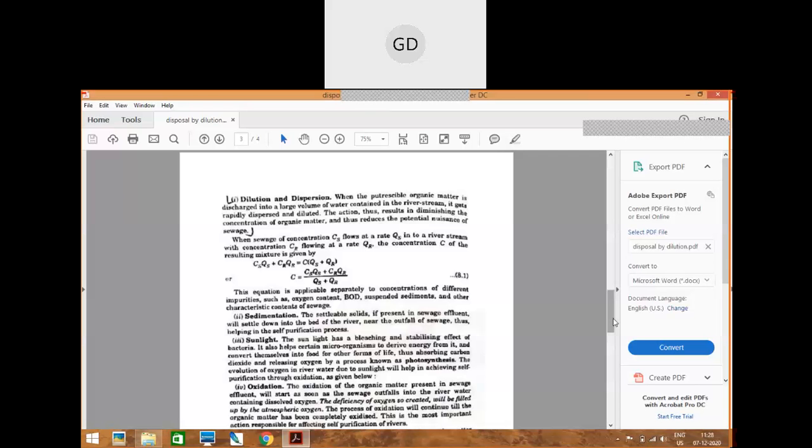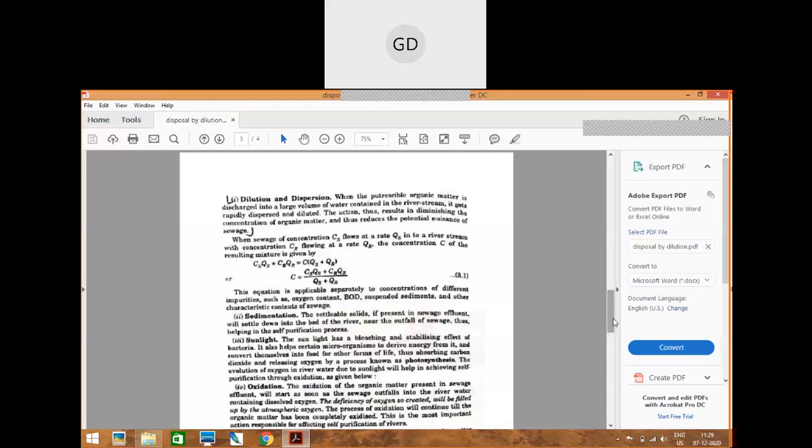It also helps certain microorganisms to derive energy from it and convert themselves into food or other forms of life, thus absorbing carbon dioxide and releasing oxygen by a process known as photosynthesis. Everyone of you knows photosynthesis, because we have learned this in our school days. And the evolution of oxygen in river water due to sunlight will help in achieving self-purification through oxidation, as given below.